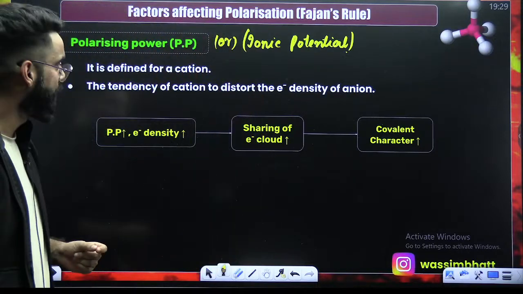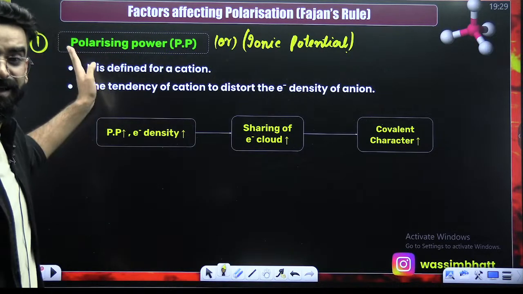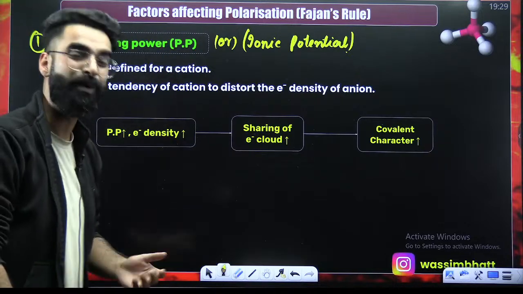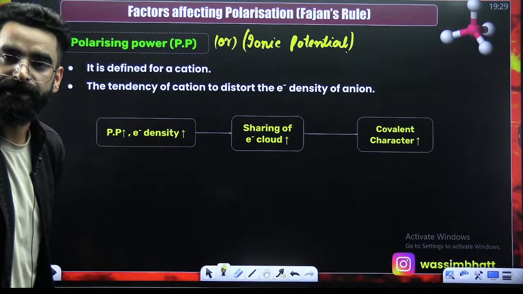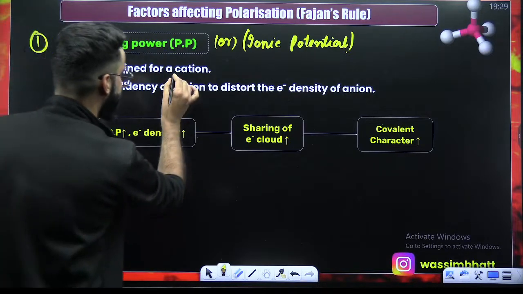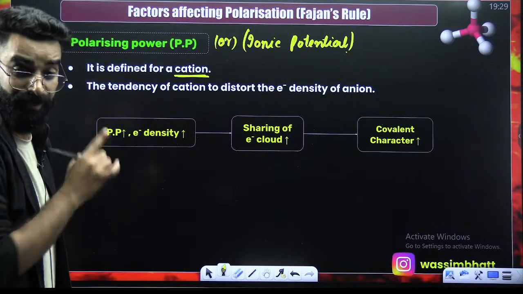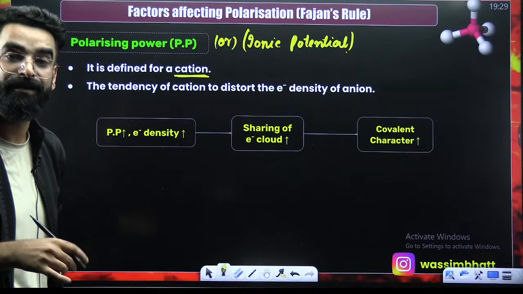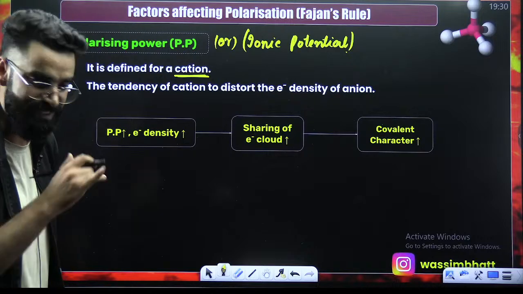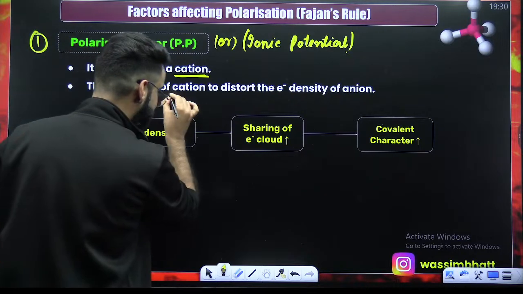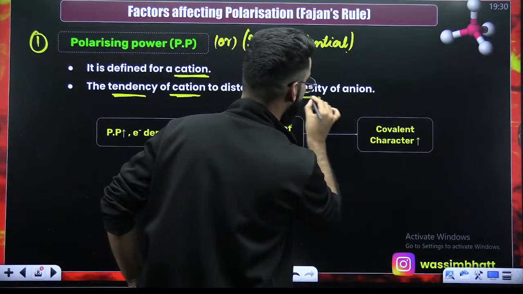This is the first factor on which your polarization depends, that is, the polarizing power of the cation. Now, how do we define this polarizing power of the cation? Let me first of all tell you. This term, polarizing power, is defined for the cation. And what does it mean? It means that the polarizing power of a cation is basically the tendency of the cation to distort the electron density of the anion.